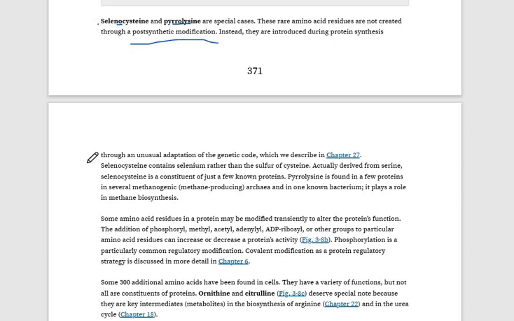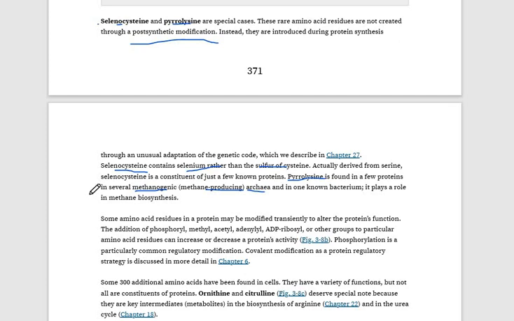video. And then selenocysteine contains selenium rather than the sulfur of cysteine. They are not sulfur containing amino acids, but they contain selenium rather than sulfur. Actually derived from serine, selenocysteine is a constituent of just a few known proteins, and pyrrolysine is found in a few proteins in several methanogenic, meaning methane producing, bacteria and archaea.